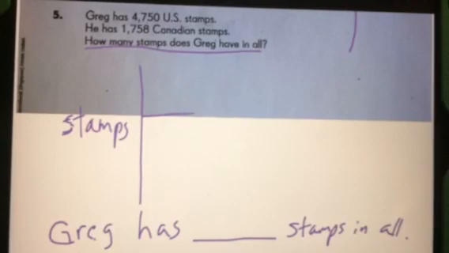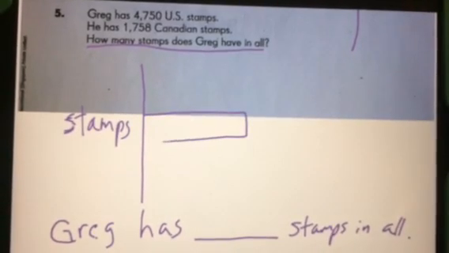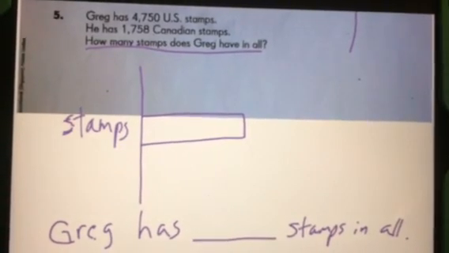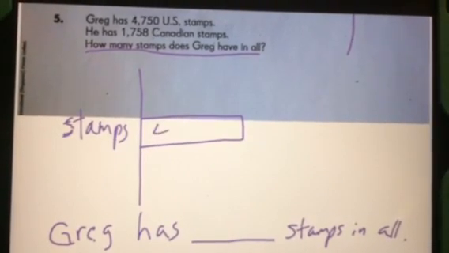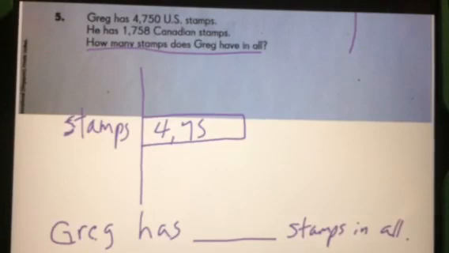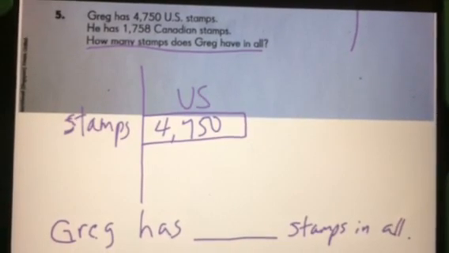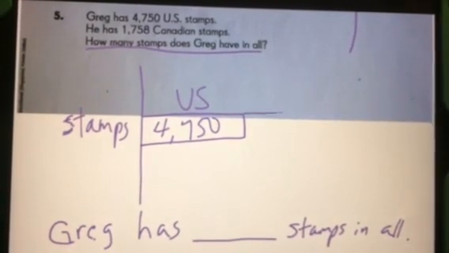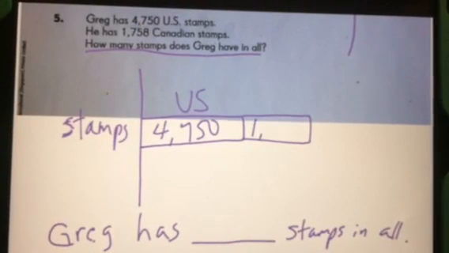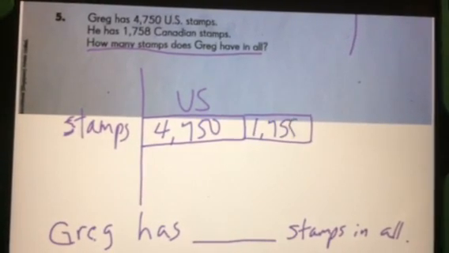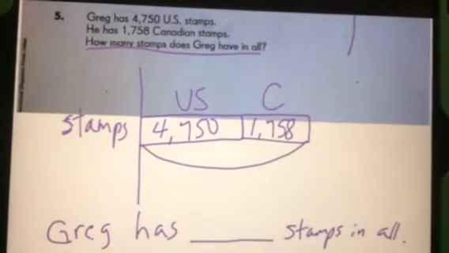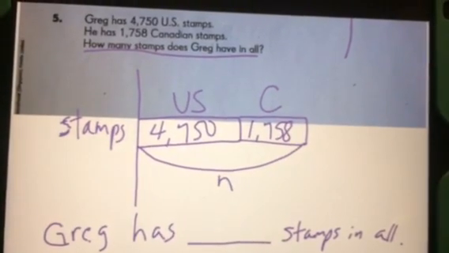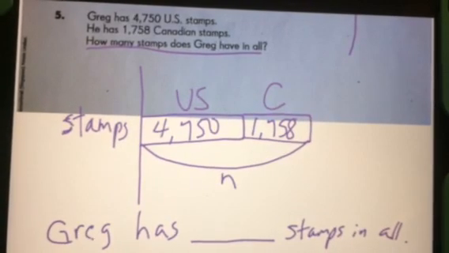All right, so let's go ahead and do steps numbers 5 and 6. Draw the unit bars and label and check off as you go along. I know that he has 4,750 US stamps, and I know that he has 1,758 Canadian stamps, and this is a simple part whole. How many does he have in all?